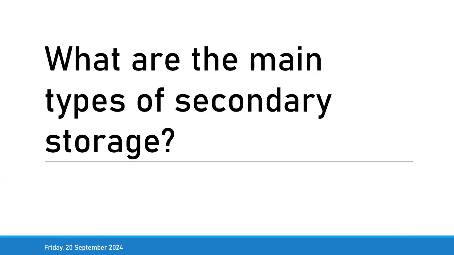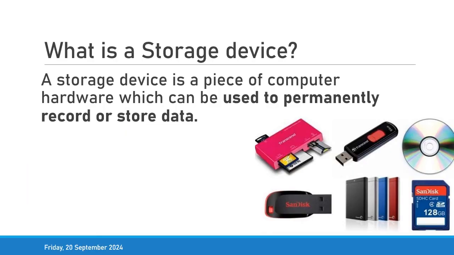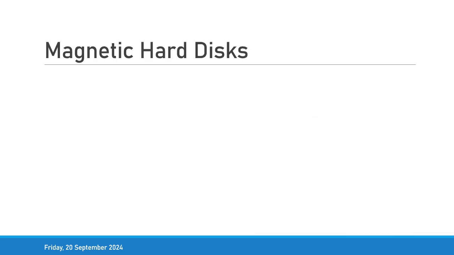So what are those main types of secondary storage? To go back just a quick step, a storage device is just something that is used to permanently record or store data. We're going to start today with magnetic storage devices.